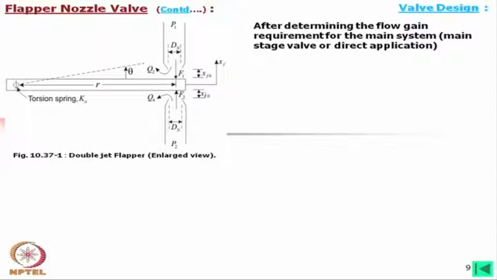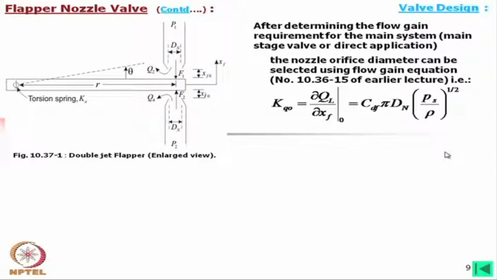Now, after determining the flow gain requirement for the main stage valve for direct applications. Main stage valve means that this flapper valve we are using as a pilot stage, or we are using this directly for controlling the actuator.